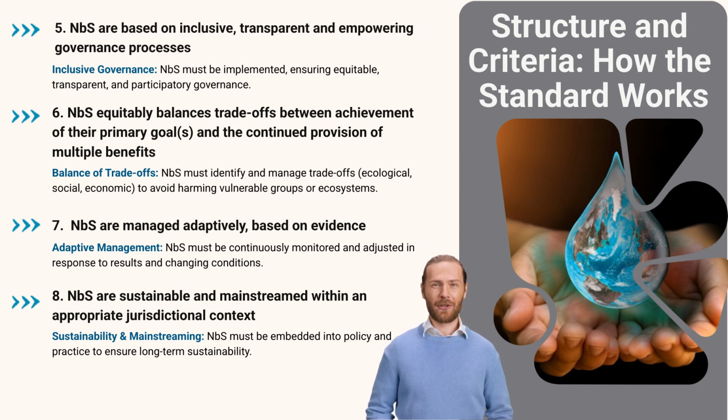The fifth criterion examines how inclusive, transparent, and empowering governance processes are applied, and whether stakeholders are meaningfully involved in decision-making. The sixth criterion addresses trade-offs, assessing whether potential negative impacts are identified, minimized, and balanced fairly across different groups and objectives. The seventh criterion focuses on adaptive management, looking at how evidence and monitoring data are used to adjust and improve the nature-based solution over time.